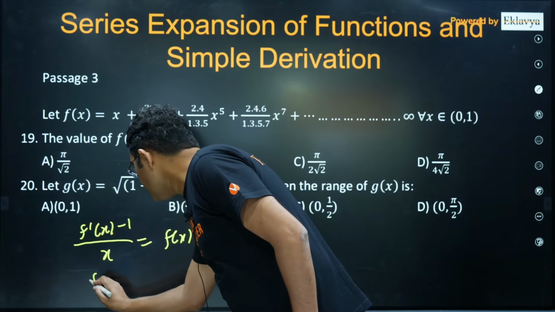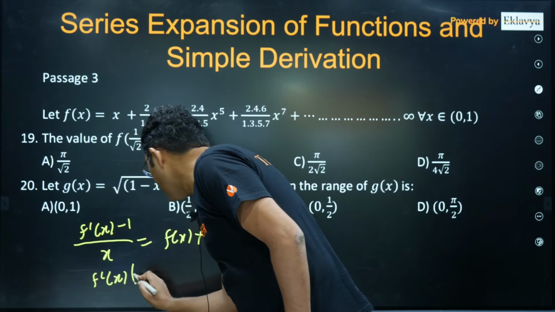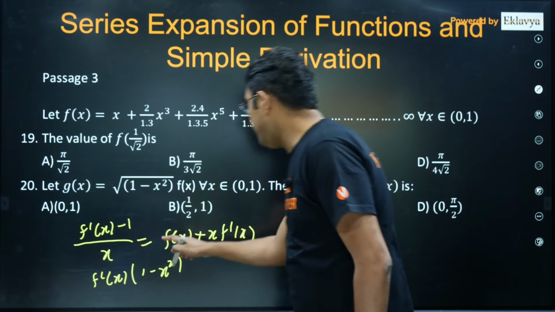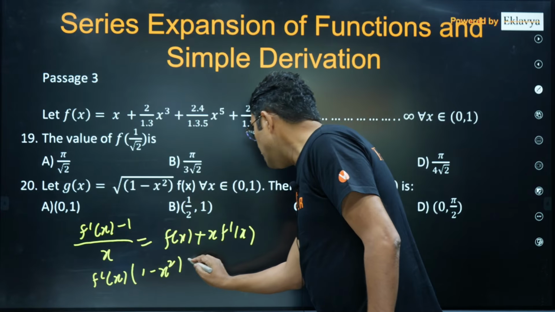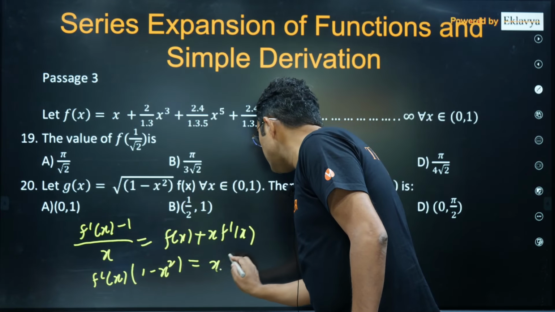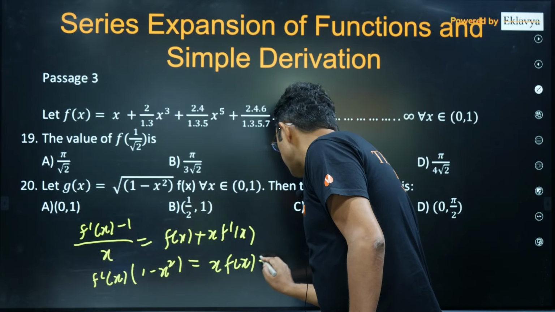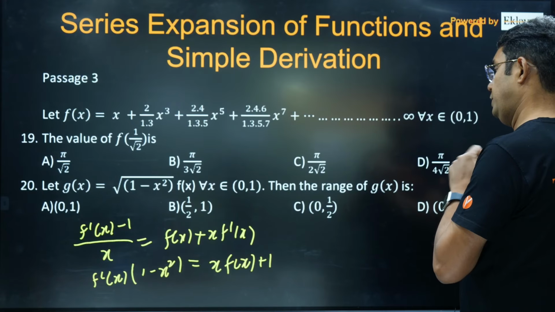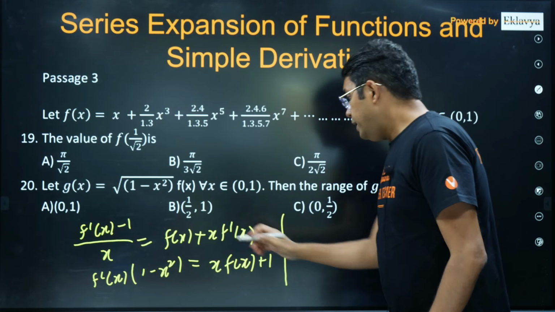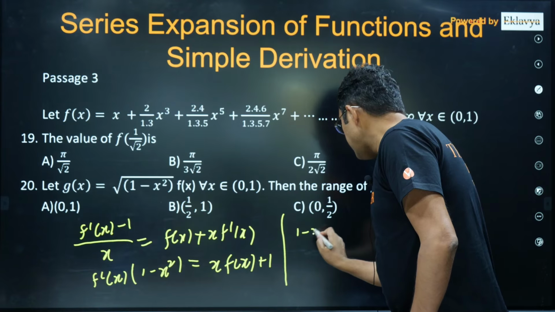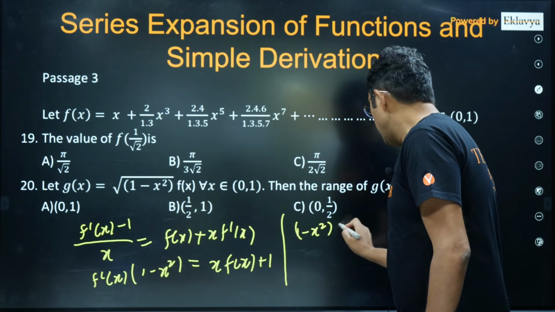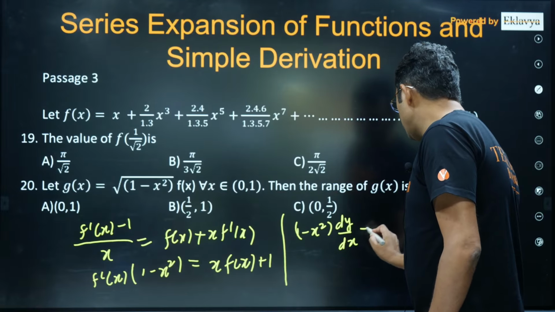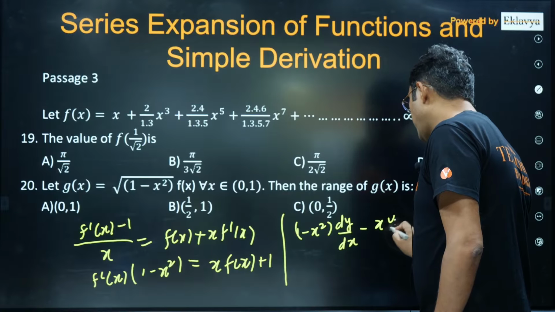So this f dash x on the left hand side, if I take common, it will be 1 minus x square. First you multiply by this x on the right hand side, and then it will be equal to x into f x plus 1. Let me check. Yeah, that's correct. So I can write this as 1 minus x square dy upon dx minus x into y is equal to 1.